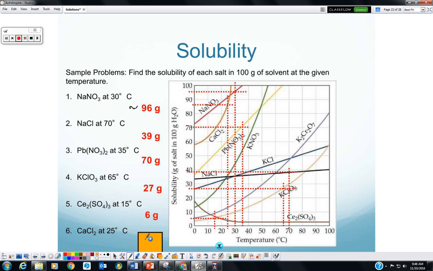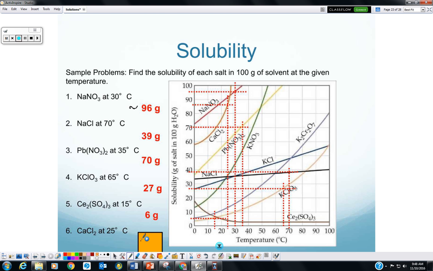All right, cesium sulfate, I got 6 grams. Anybody got anything different? 5's close enough. As long as you're within a couple of grams, gentlemen, it's going to be okay. So calcium chloride at 25 degrees. 90.